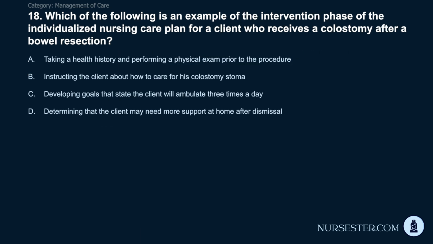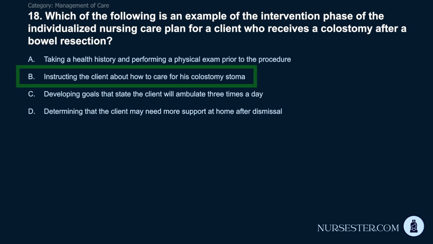18. Which of the following is an example of the intervention phase of the individualized nursing care plan for a client who receives a colostomy after a bowel resection? A. Taking a health history and performing a physical exam prior to the procedure. B. Instructing the client about how to care for his colostomy stoma. C. Developing goals that state the client will ambulate 3 times a day. D. Determining that the client may need more support at home after dismissal.